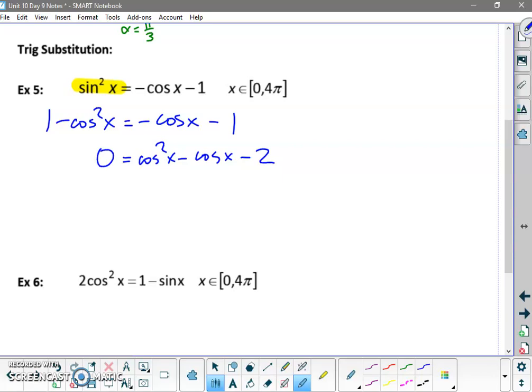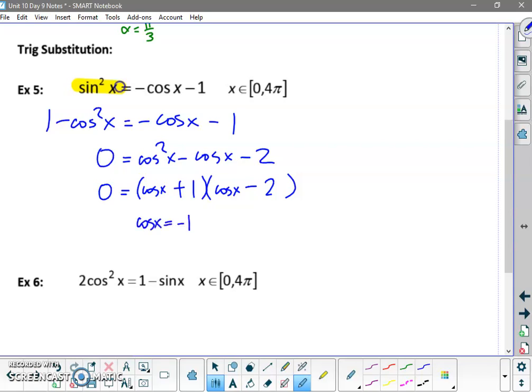This is a quadratic. At this point, we just need to know how to factor this. So cosine squared x would give you a cosine x and a cosine x. Factors of 2 are just 1 and 2. That's easy. Signs are going to be different, and you need a negative middle term. So the 2 is going to be negative, and the 1 is going to be positive. So now once you have your factors, let's set each one equal to 0 and solve for cosine x.